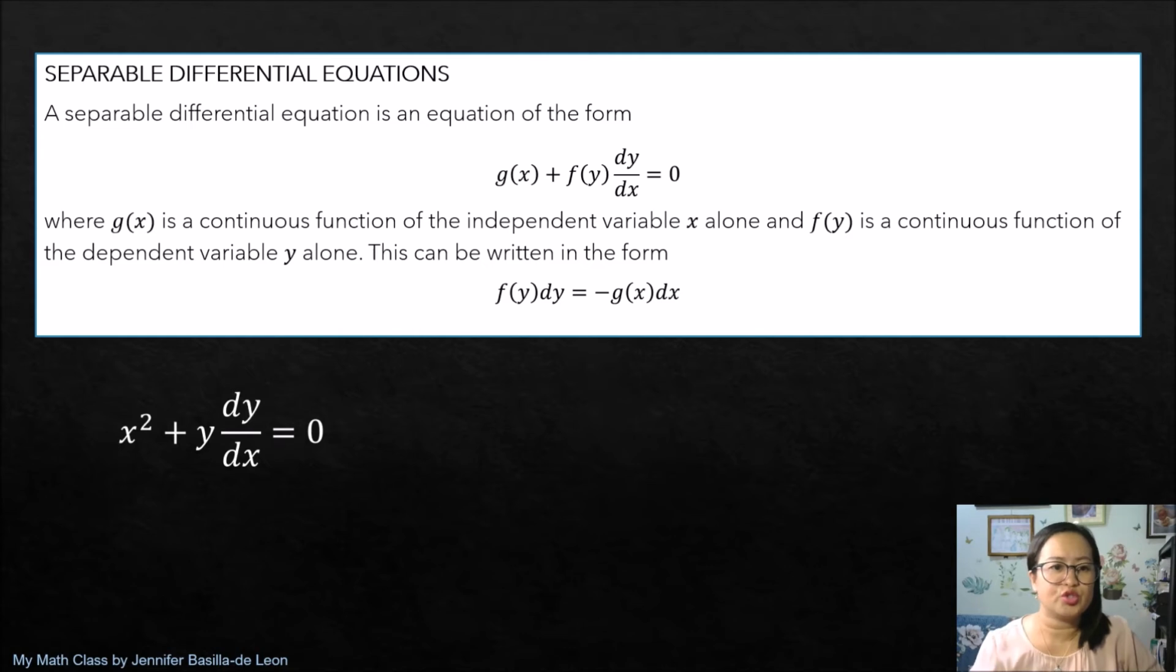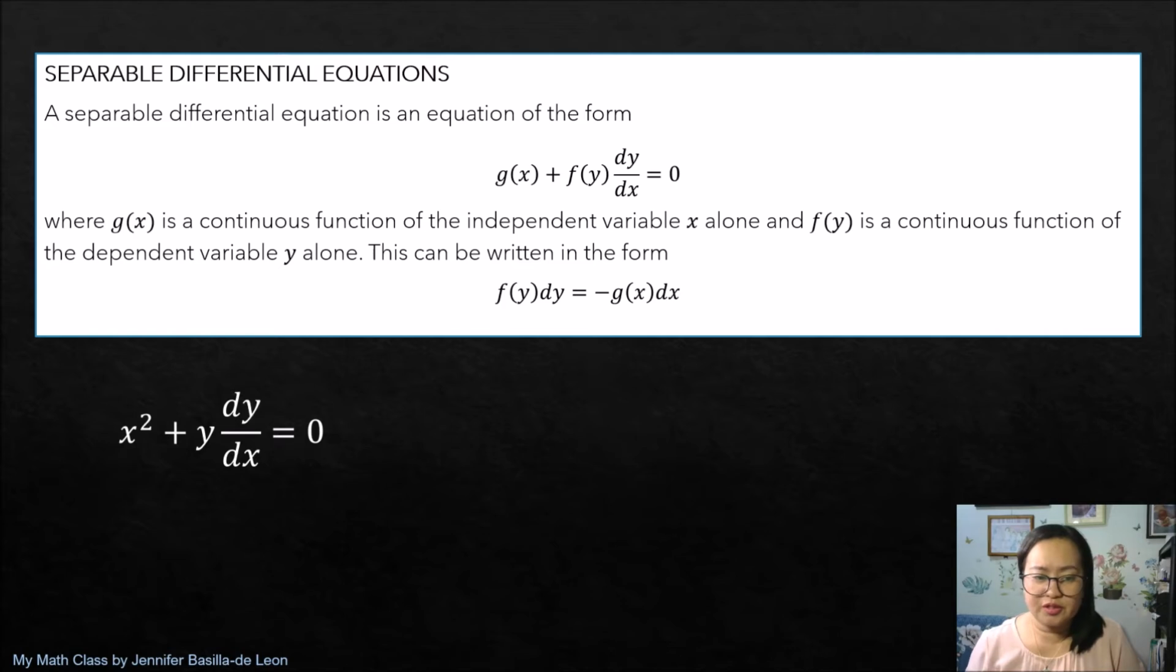Now let me introduce to you separable differential equation. Take note that a separable differential equation is an equation of the form g of x plus f of y dy/dx equals 0, where g of x is a continuous function of the independent variable x alone, and f of y is a continuous function of the dependent variable y alone. This can be written in the form f(y) dy equals negative g(x) dx. An example is given below: x squared plus y dy/dx equals 0.